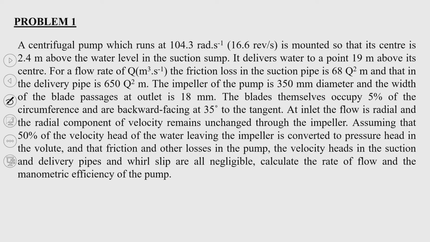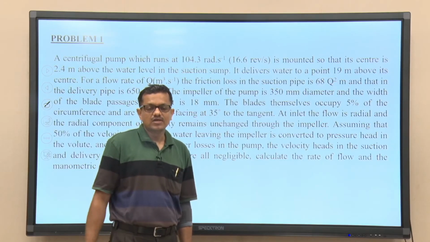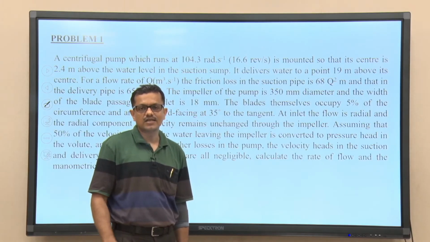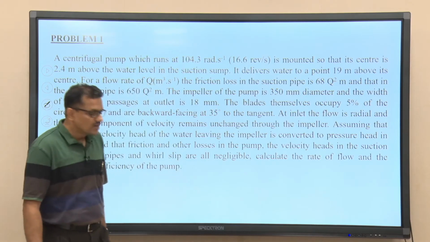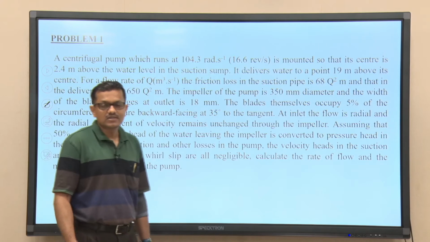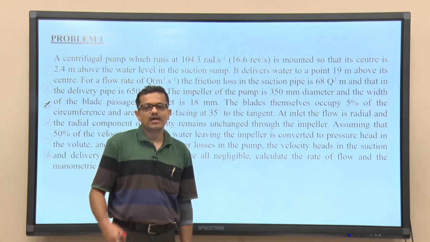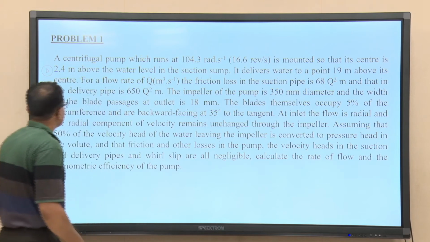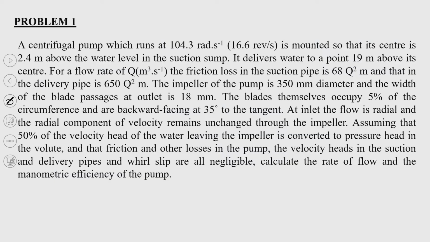It is shown because I have copied this problem from a particular book and it is written the centrifugal pump. So, that is why I did not disturb that word, but as I said I will prefer to say the centrifugal pump as the radial flow pump. So, basically what we can see from the problem statement is a centrifugal pump which runs at 104.3 radian per second. In fact, the revolution per second is given, and it is mounted so that its center is 2.4 meter above the water level in the suction sump.